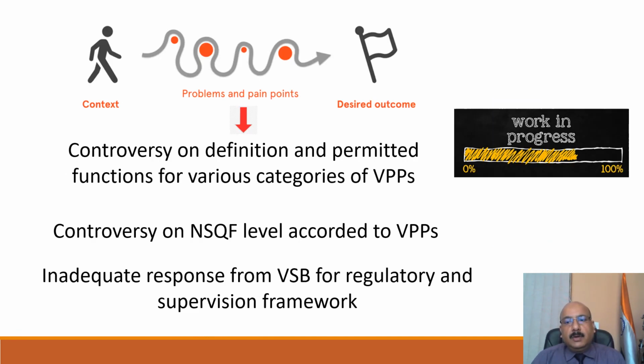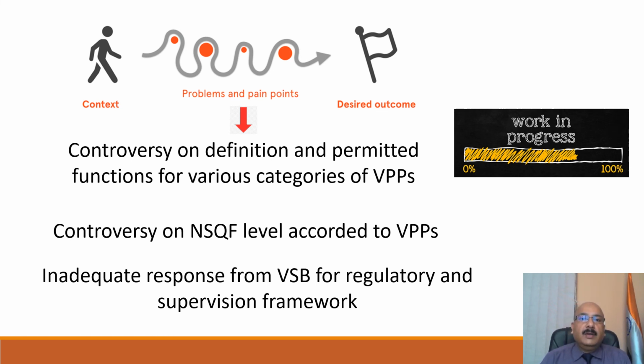As I told you, our work in India is still in progress. We have achieved many things, but we still have a few pain points in our journey. Particularly, the controversy still exists on the definition and permitted functions for various categories of VPPs. There are controversies related to the NSQF level accorded to VPPs, that is level 4 for long-term trained VPPs and level 3 for short-term trained VPPs. Many people are saying that we should give them a lower NSQF level.